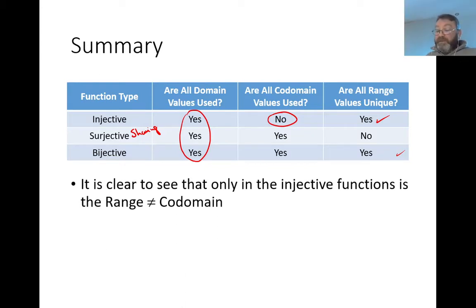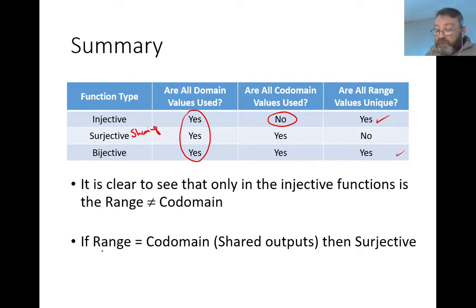So it's clear to see that only in the injective function do we have a range that is different to the codomain, where the range is not the same as the codomain. If the range is equal to the codomain, and there are shared outputs. So in other words, if you had something like this, just very quickly show what I mean by shared output.